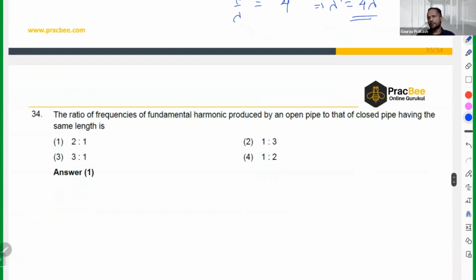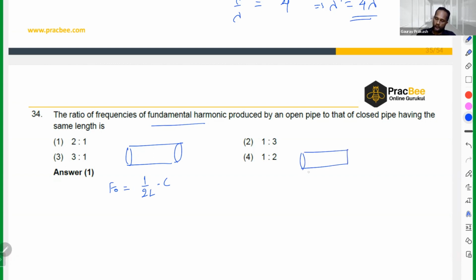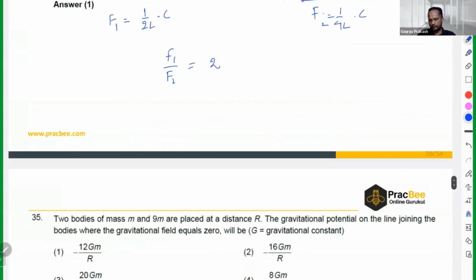The next question is the ratio of frequency of fundamental and harmonic. So fundamental frequency for a pipe open at both ends is given by 1 by 2L into C. This is the fundamental frequency. And for a pipe closed at one end, this formula is given as f naught as 1 by 4L into C. So having the same length, the speed of sound will also be same. So basically, let's call this as F1, let's call this as F2. So F1 by F2 will be nothing but 2. So 1 is the right answer.